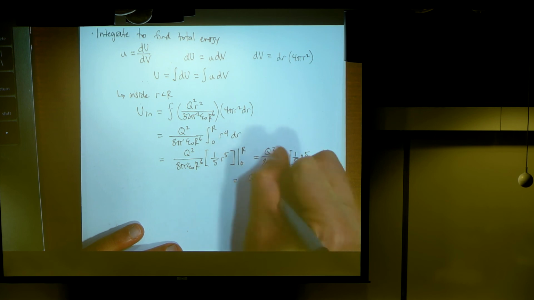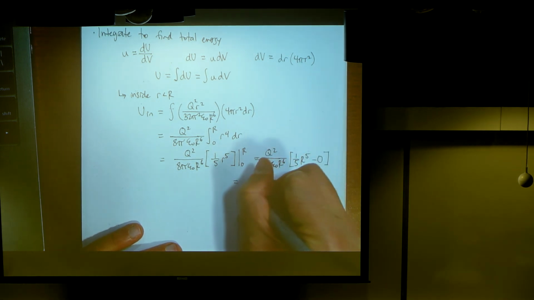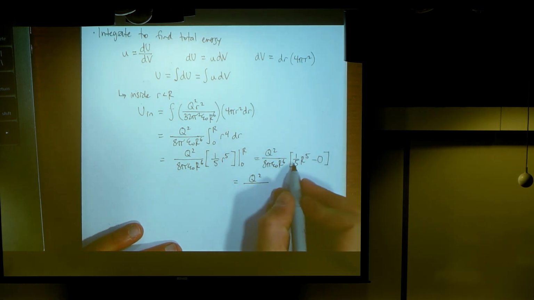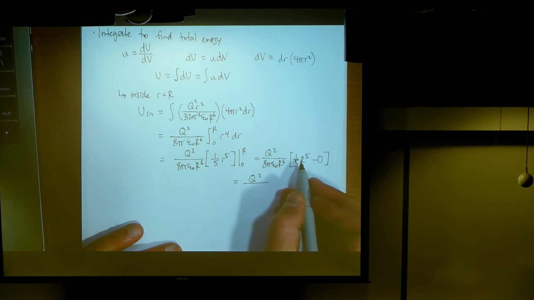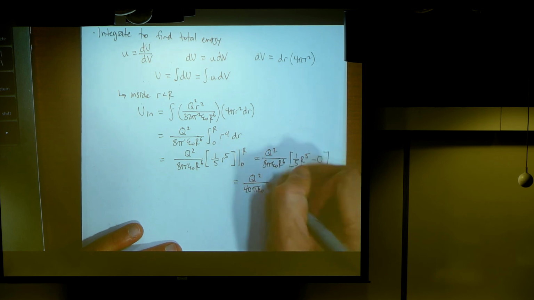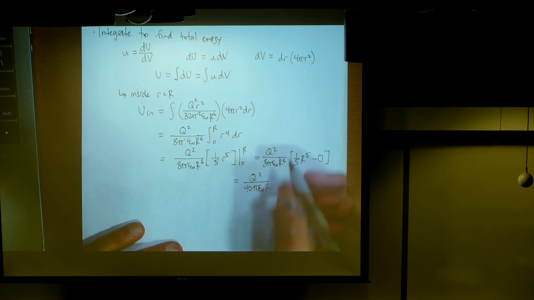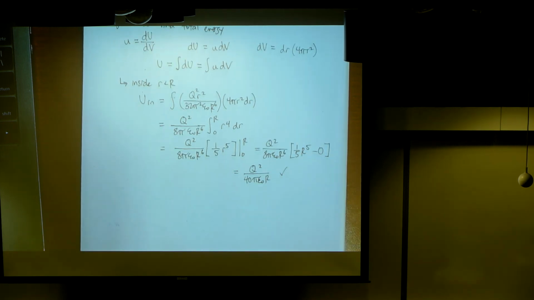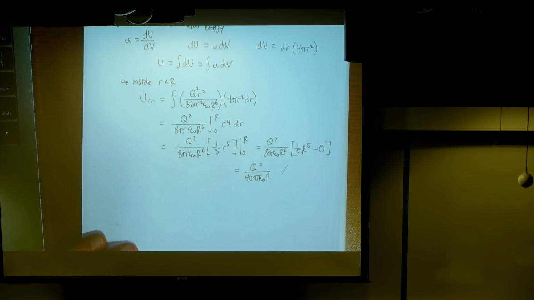that's Q squared. On the bottom, what's my overall fraction? It's 8 times 5 on the bottom. 40? 40 pi epsilon naught big R, right? Because that big R to the 5th over big R to the 6th. That's the energy stored on the inside. So we're almost done. Let's just do it for the outside.